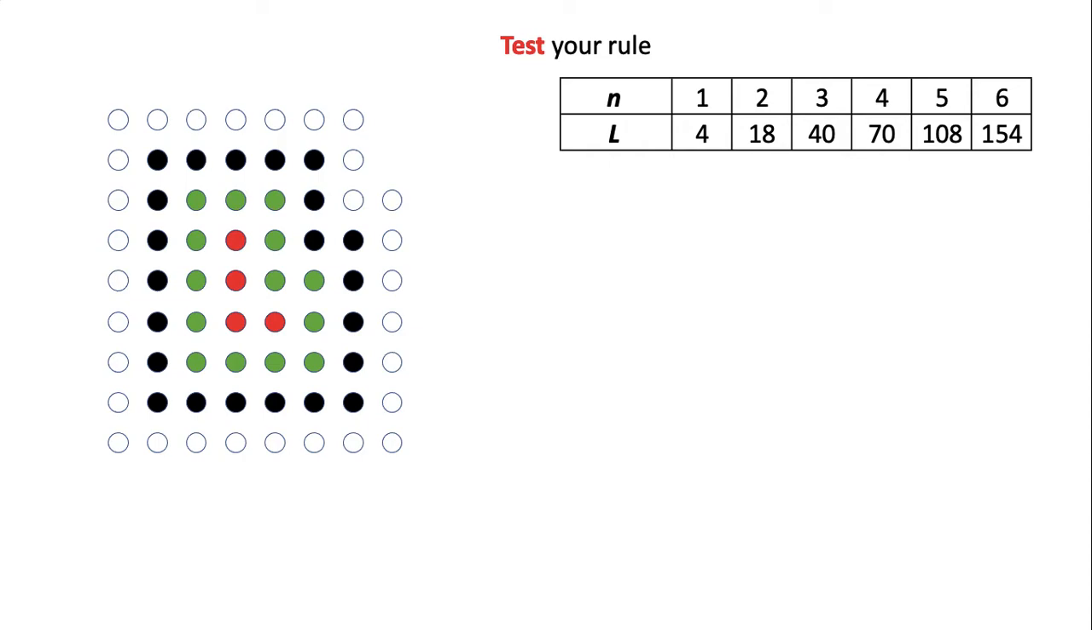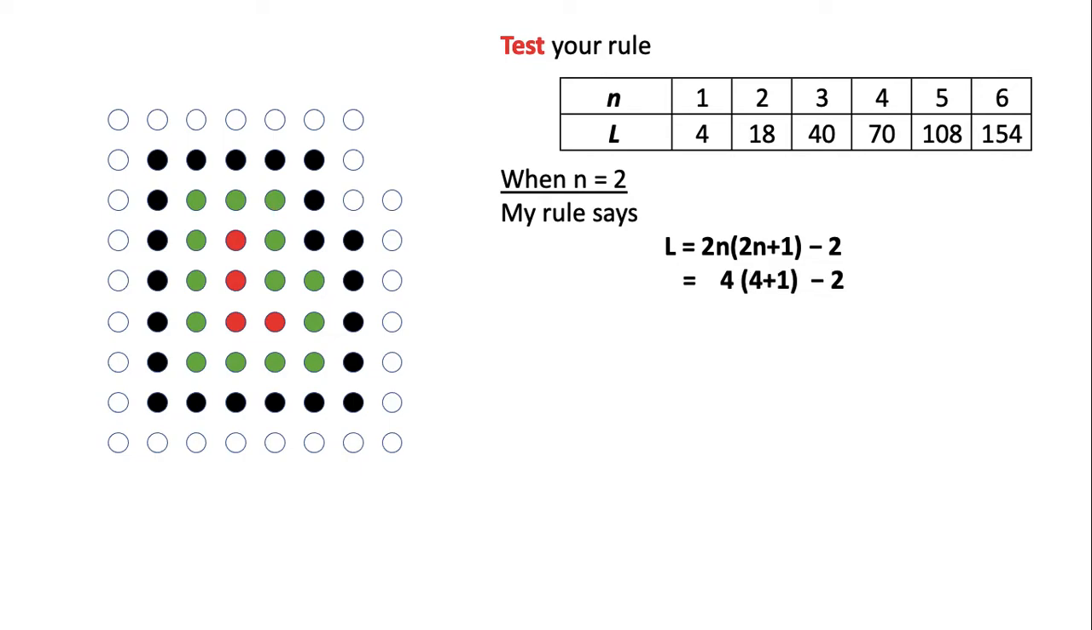Okay, then it says test your rule. So to test your rule in these IB questions means to take a couple of the values that they gave you, so they gave you the lower values in the table, and to check that your rule works for it. So for example, when n equals 2, my rule says that L equals 2n brackets 2n plus 1 minus 2. So when n equals 2, if I put 2 in for that, I get 4 times 4 plus 1 minus 2, which is 18. And that matches the value in the table.